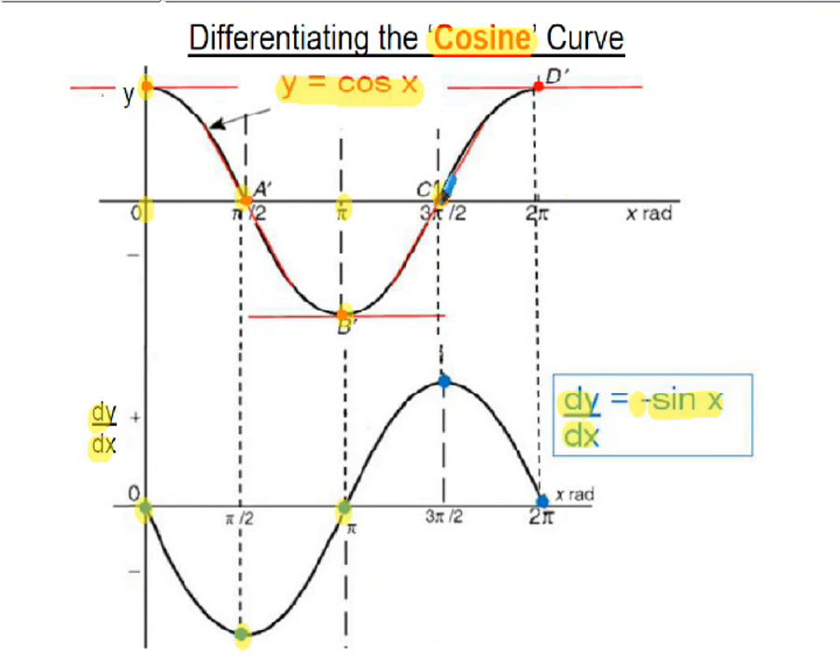If we look at point C on the y equals cos x curve, we should have a maximum positive value there, and on our dy by dx curve, the minus sine x curve, we've got a maximum positive value there. We then look at point D on the y equals cos x curve, which is at 2 pi radians. We should see we get 0 gradient, and that's exactly what we get on the dy by dx curve, with a minus sine x curve. So again, no proof here, but it does indicate that the differential of the cos x curve is minus sine x.